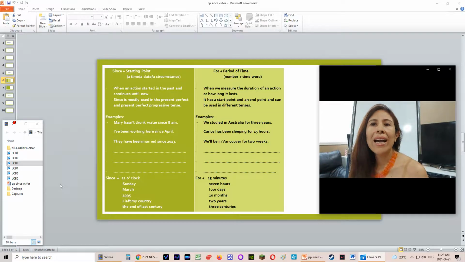Please take a look at slide number 1. Okay, so we have a chart there. On the left side, we have since, and on the right side, we have for. So let's look at the left side, since. Since is followed by a starting point, okay? And this starting point could be a time, a date, or a circumstance. When do we use since? When an action started in the past and continues until now. And since is mostly used in the present perfect and present perfect progressive tense.